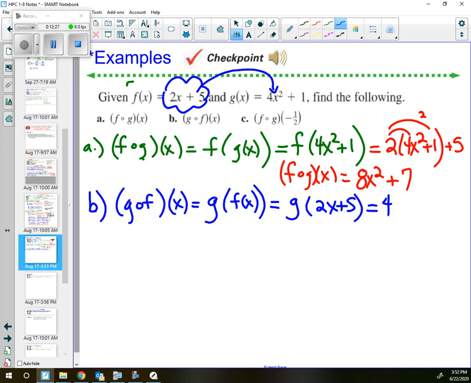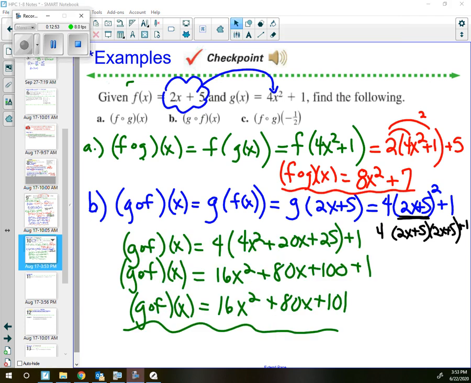So the rule for G says take 4 times what you're substituting, which in my case is 2x plus 5. I got to square that and then add 1. So careful on order of operations here. I have to square that first, which means, remember, 2x plus 5 times 2x plus 5. Then I'm going to distribute by the 4, and then I'm going to add the 1. So go ahead and pause the video, see what you come up with for arithmetic.